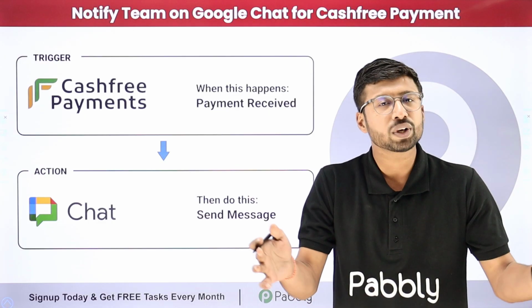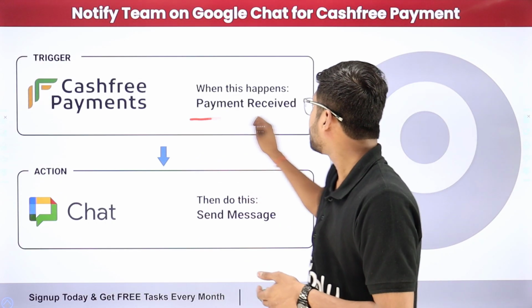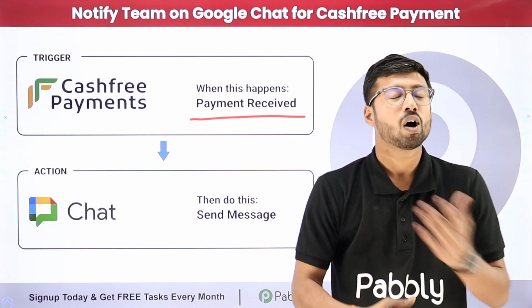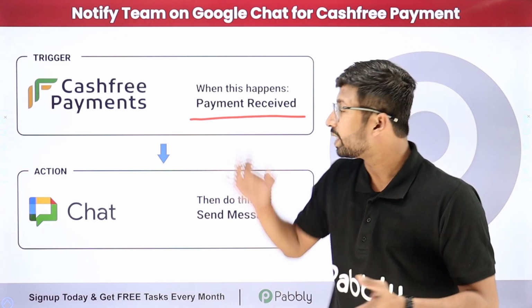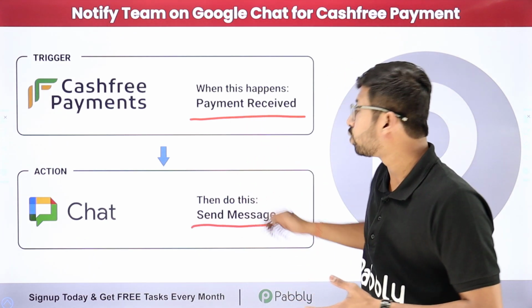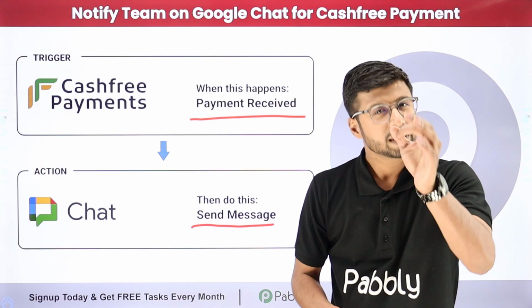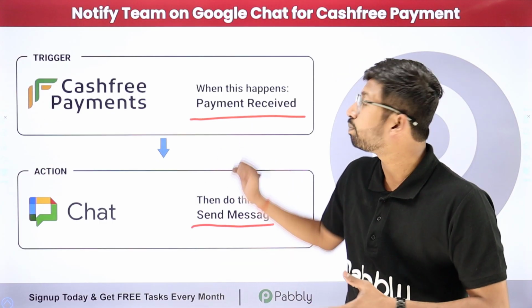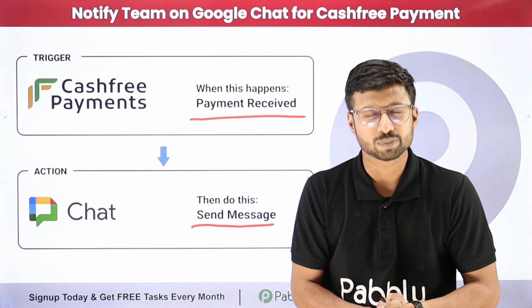So let me tell you, you can completely automate this process. In this automation, as a new payment is received in our Cashfree account, automatically all the details of the customer who made the payment and the payment details will be sent as a message on Google Chat, and our team members will be notified for the same payment. Now, if you want to learn how you can set up this complete automation all by yourself, you just have to come with me to my screen.